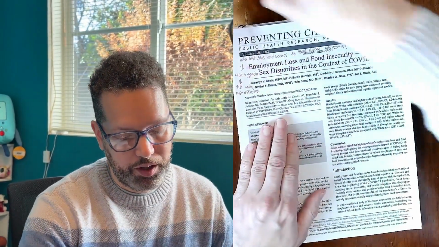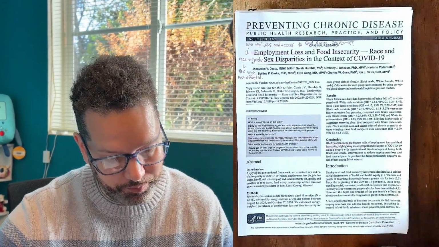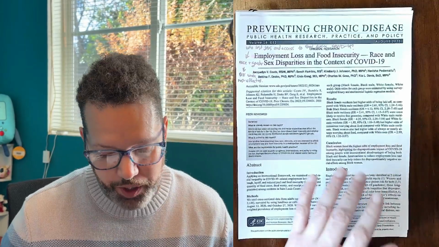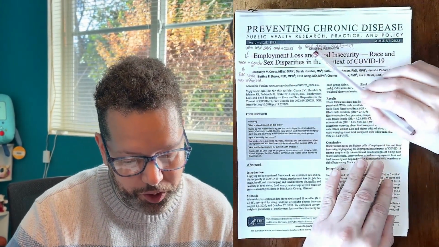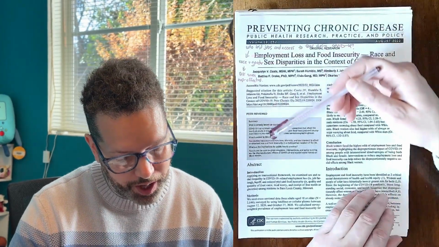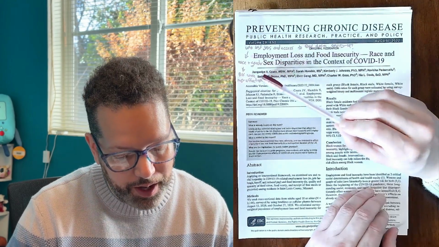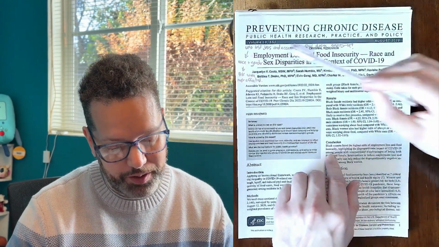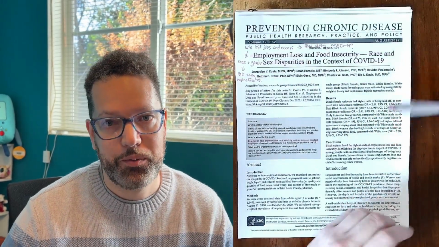Let's look at another article with a two-step opening. This article is titled Employment Loss and Food Insecurity, Race and Sex Disparities in the Context of COVID-19. And when I read that title, I initially wrote, who lost jobs and access to food during COVID-19? And as I read through the abstract, I wrote, specifically they're interested in race and gender. And when I read the conclusion of the abstract, they indicated that it's going to be Black women who are most affected, who lost the most jobs, or were most likely to experience food insecurity.